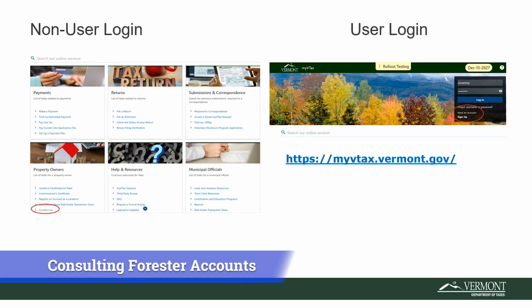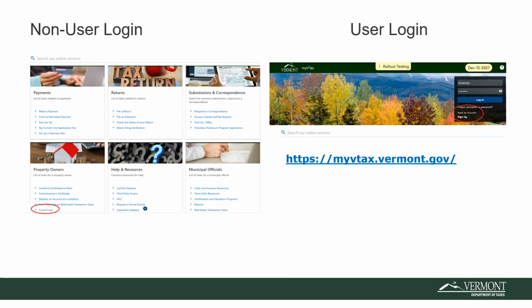So on the screen I have here now, what I have are pictures that display the home screen of myVTax. If you go to that web address that I have on the bottom right-hand side of the screen, myvtax.vermont.gov, it will send you to a page that looks like this. And on the left is how a non-user can log in and enter an application, FEMAR or agricultural certification. I've got it circled down there on the left. They can click that current use tab, and it'll allow them to start performing the work they need to do.